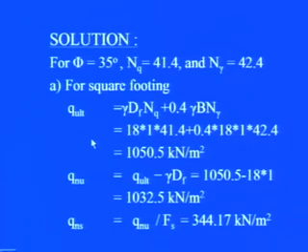Once the ultimate bearing capacity is known, we can find out the net ultimate bearing capacity as q ultimate minus gamma D f. In this case it is 1032.5, and then the net safe bearing capacity as net ultimate bearing capacity divided by the factor of safety. So, this comes out to be 344.17 kilonewton per meter square.